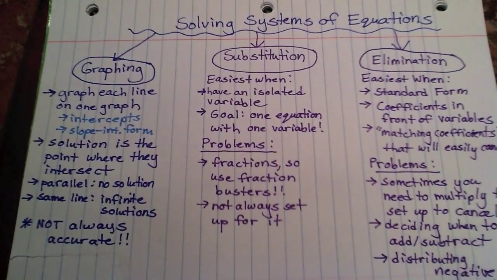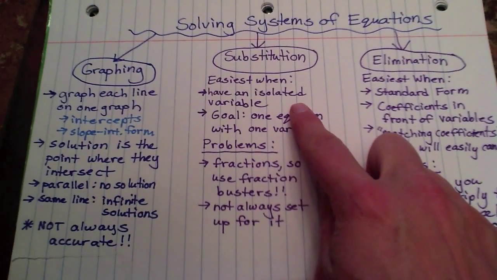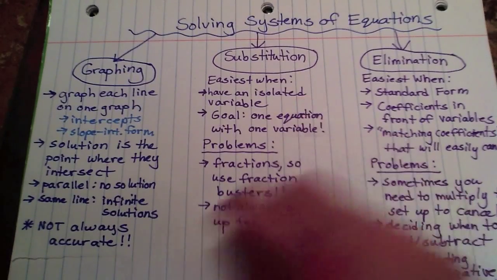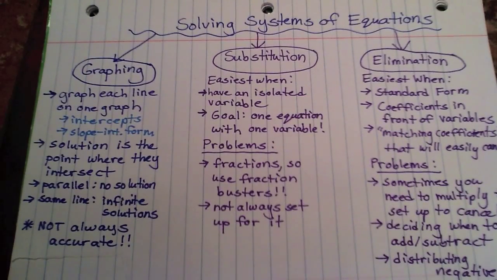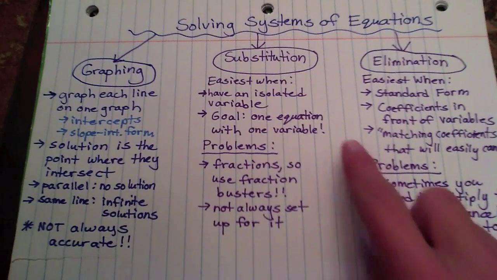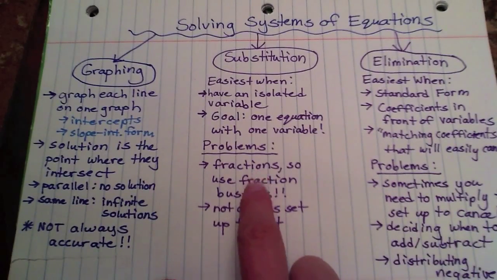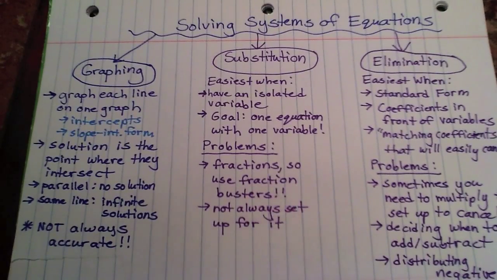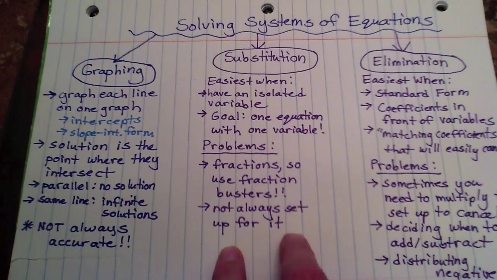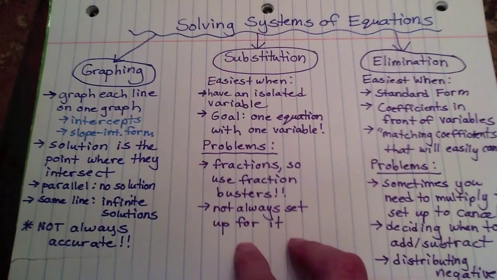Substitution is easiest when you already have an isolated variable. It's also easy to use when you have a variable with a coefficient of 1 and it's easy to isolate it. So that's when you want to use substitution. Your goal is one equation, one variable. Problems with it, when you have fractions, you need to be careful. You can use the fraction buster. And then the other problem is it's not always set up for it, so sometimes you're going to have to move things around. And remember, if you don't see an isolated variable or a variable with a coefficient of 1, you do not want to use substitution.